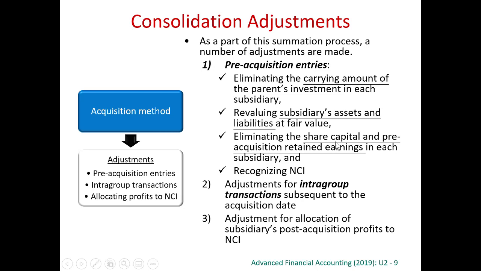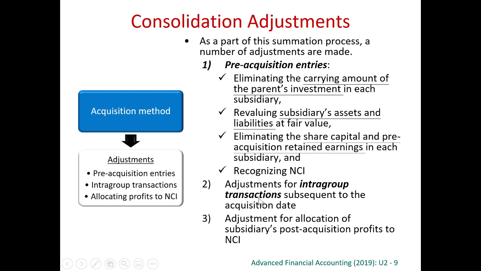We have to eliminate the share capital and any pre-acquisition reserve at the day of acquisition, because the investment in subsidiary is actually paid for this equity at the day of acquisition. If they cannot balance, there may be a goodwill. And of course, if there is a subsidiary which is not wholly owned, there will be a non-controlling interest. So after we consider this non-controlling interest, balancing figure will be goodwill.